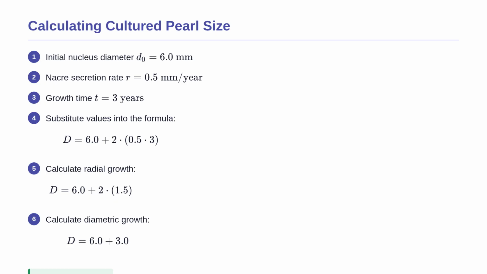We start by substituting our known values into the growth equation. Inside the parentheses, we multiply the rate of 0.5 by the time of 3 years, giving us 1.5 millimeters of nacre on one side. We then multiply this by 2 because the nacre coats both sides, adding a total of 3.0 millimeters to the width. Adding this to our initial 6.0 millimeter nucleus, we get a final answer of 9.0 millimeters. This means the farmer will harvest a highly desirable 9 millimeter pearl.